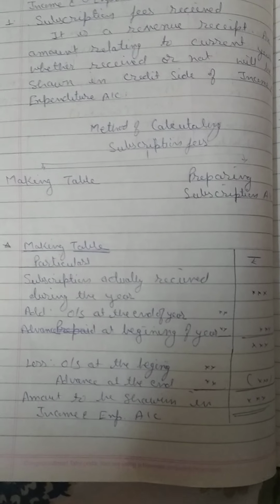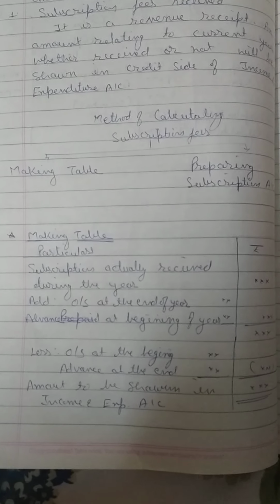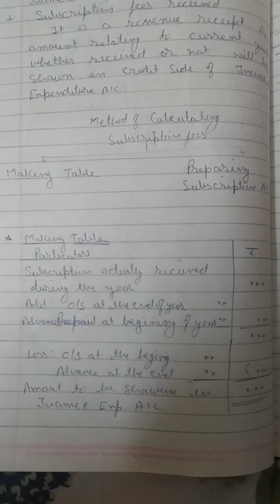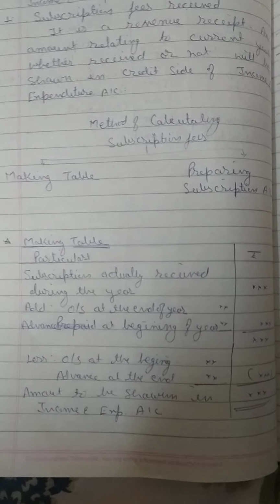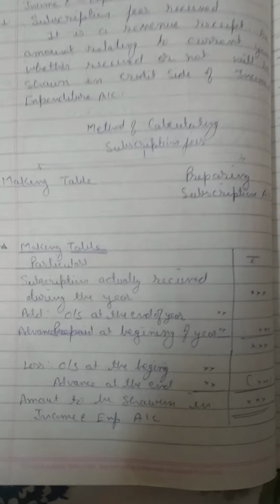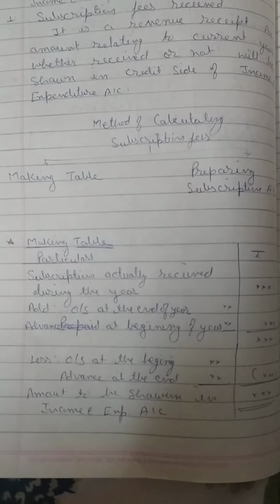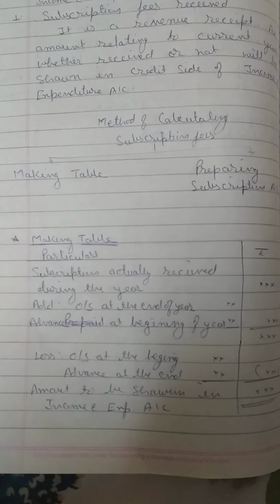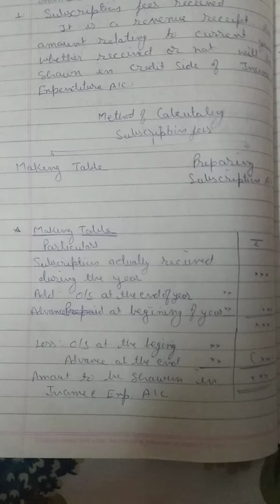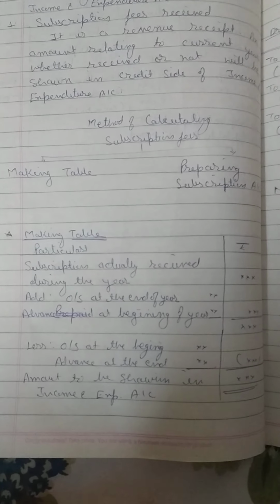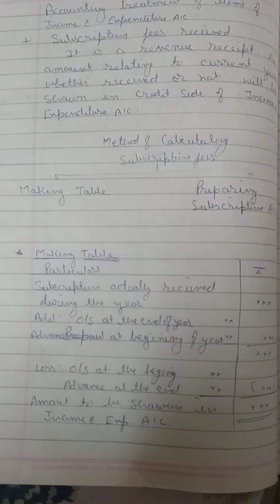So we will add the advance at the beginning of the year. Then, less outstanding at the beginning. Any amount that was outstanding belonging to the last year will be deducted. And less advance at the end. So in this current year, any subscription fees received that do not belong to the current year and belong to the next year will be deducted, because that will be shown in the next accounting period. So we will deduct these amounts. The balance will be the amount to be shown in the income and expenditure account.